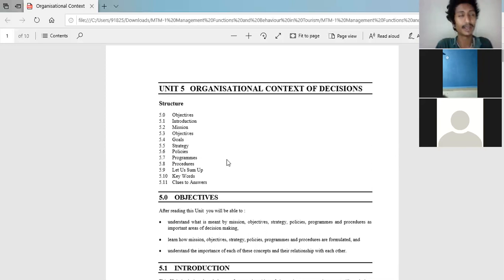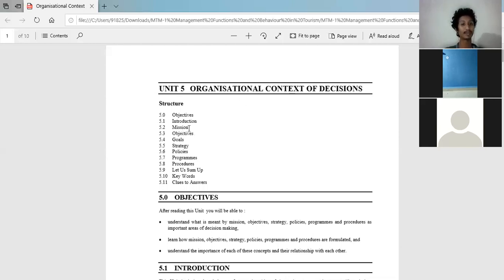As in the first paper we have said, some become managers by educational qualification and some become managers by experience. So a person without a degree can also make decisions regarding an organization. But if you study this, you will definitely make a calculated and scientific decision regarding your organization.